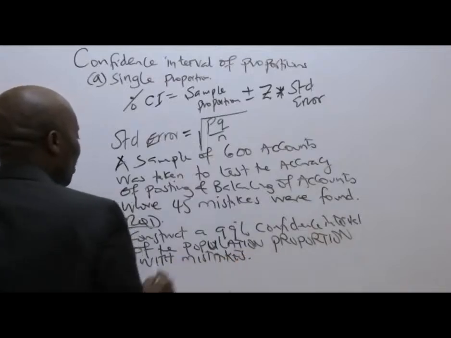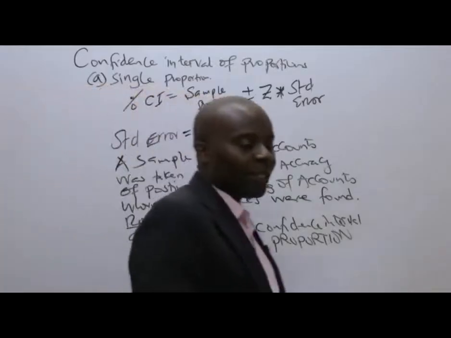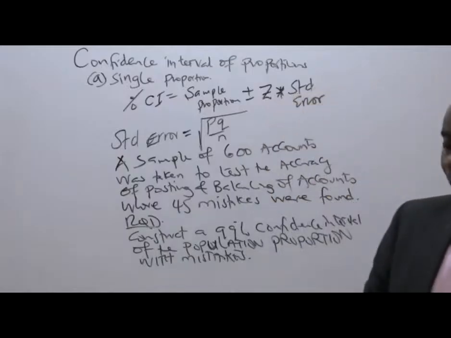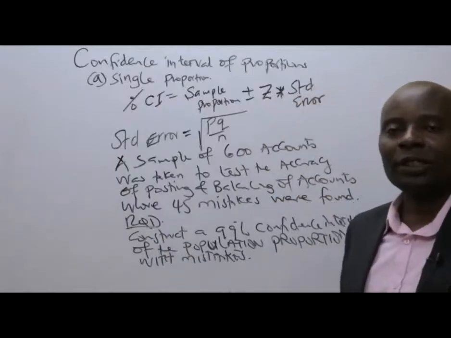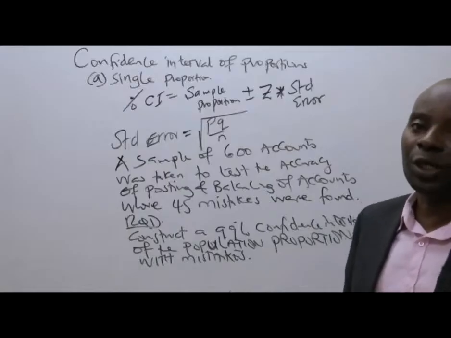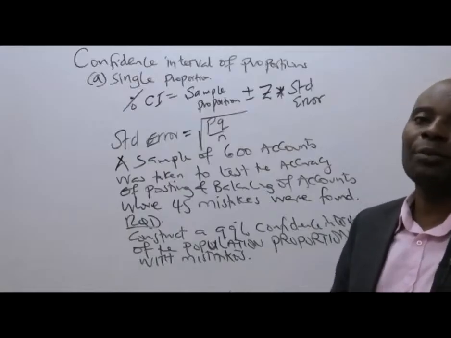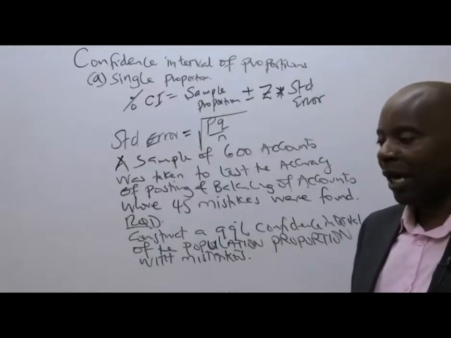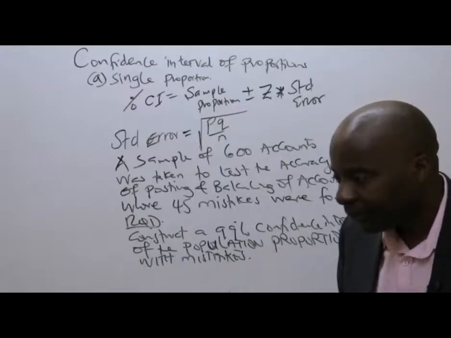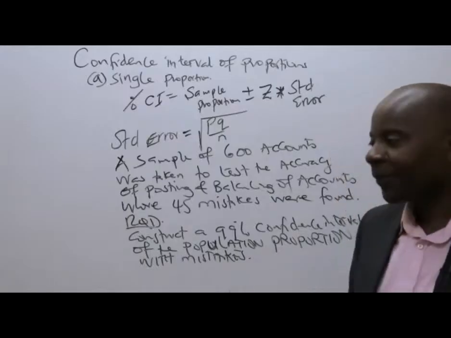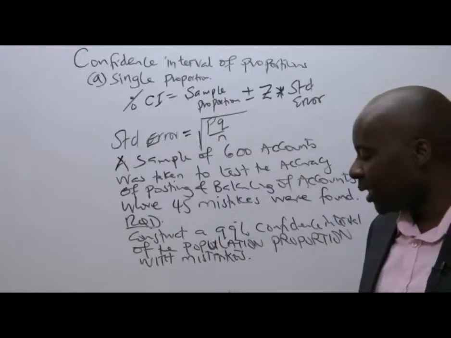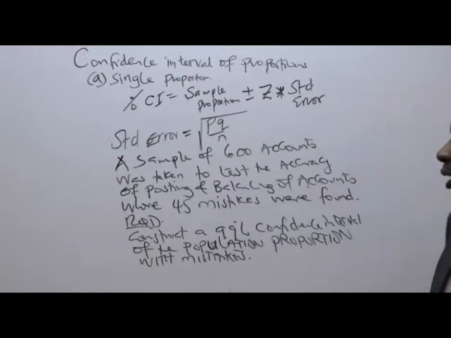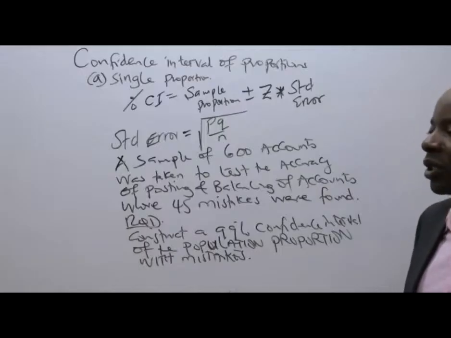So for us to be able to know the kind of audit techniques we shall be using, we would want to know the population mistakes. Where do they fall? What magnitude am I looking at? So construct a 95% confidence interval of the population proportion with mistakes.